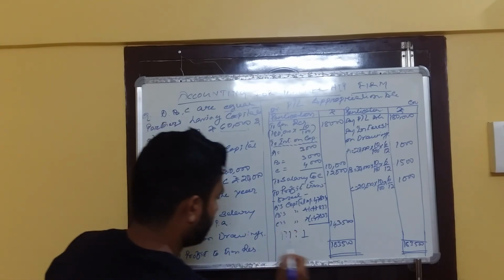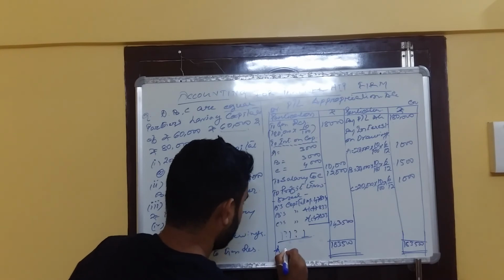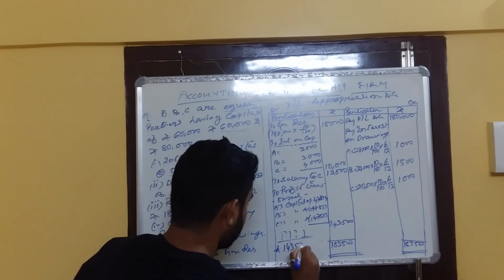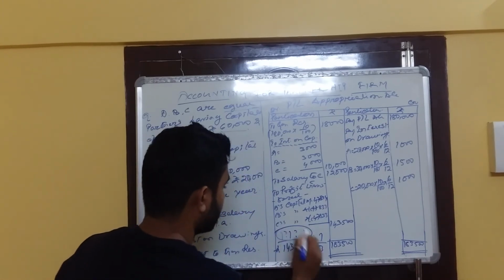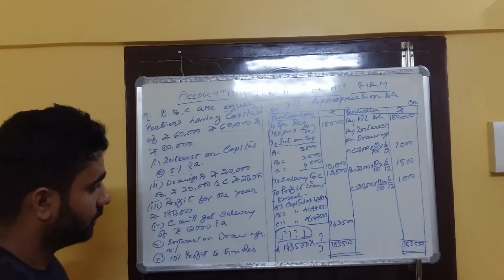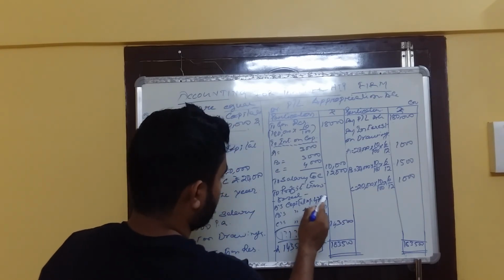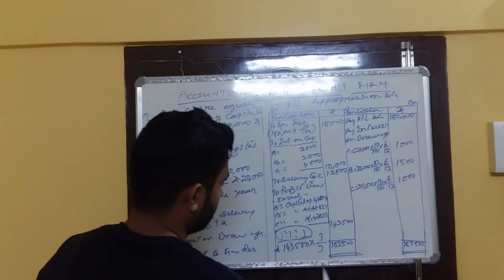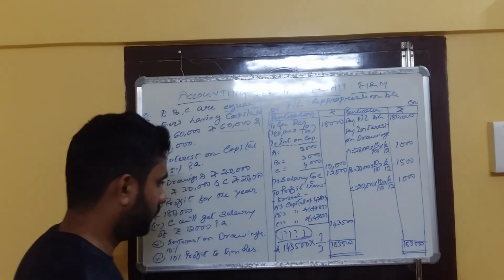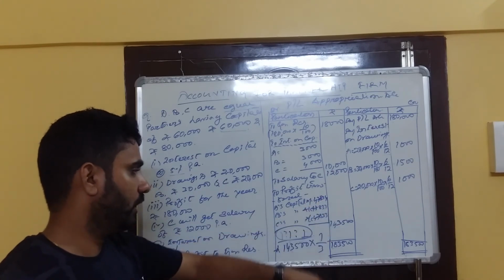Let me give one example of how I have done it, like A: 1,43,500 into 1 by 3. It is given that they are equal partners, so 1 by 3. So A is getting 47,834, and 47,833, 47,833. For balancing, I have given 1 rupee extra to A.